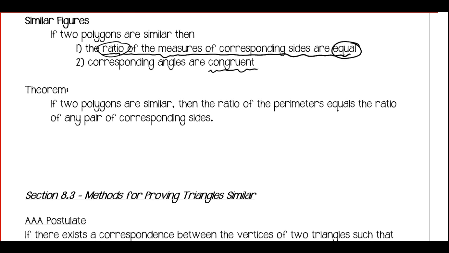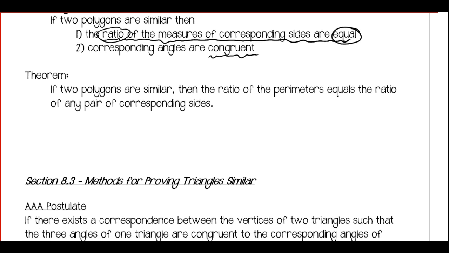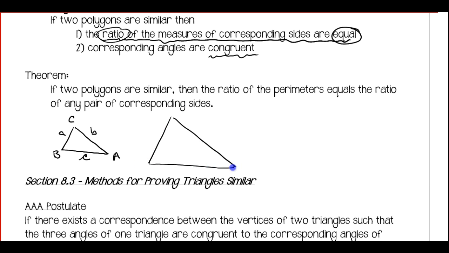And then we have a theorem. If two polygons are similar, then the ratio of the perimeters equals the ratio of any pair of corresponding sides. So let's just take a look at two triangles. I'm going to give this side a, b, and c, and then this would be angle A, angle B, and angle C. And then I'm going to look at another triangle. We'll make this D, E, and F. So capital F up here. So this would be side d, side e, and side f. Let's fix this one up here. This is a capital F.